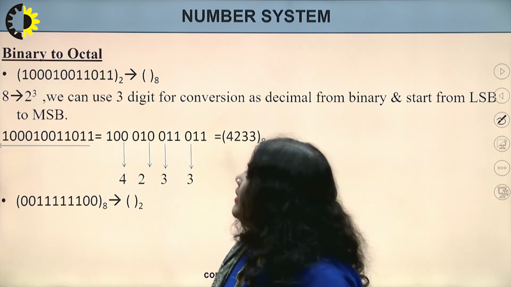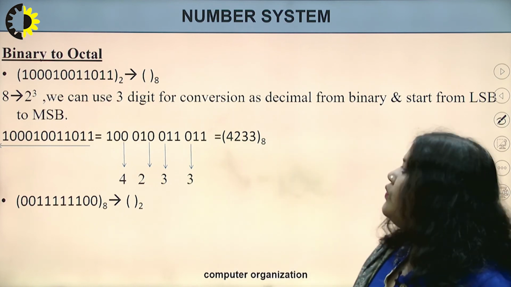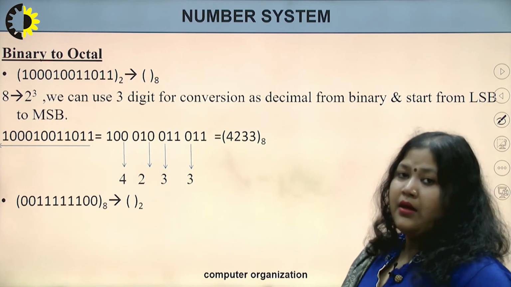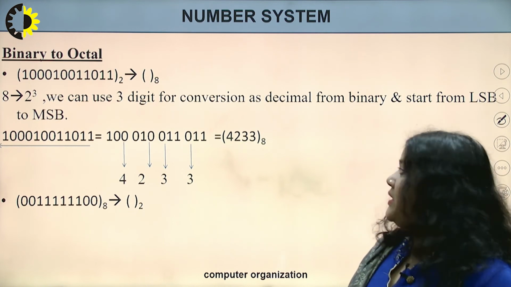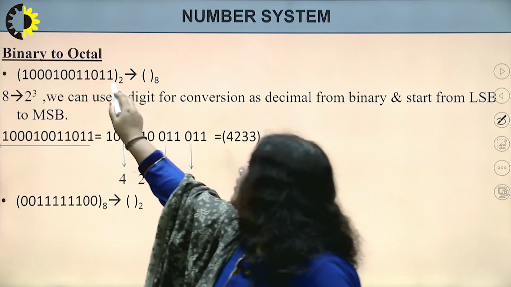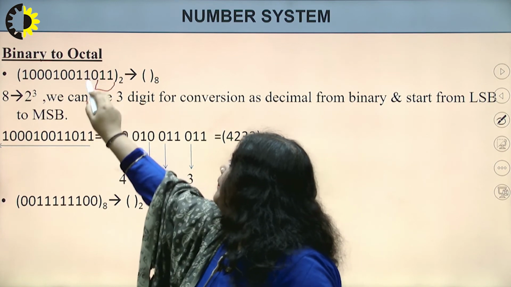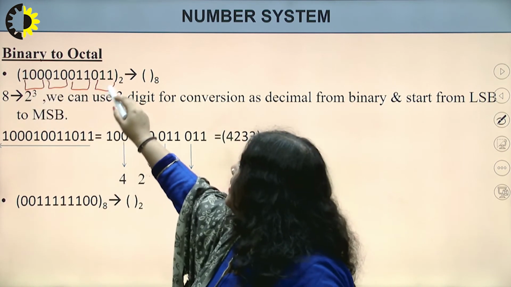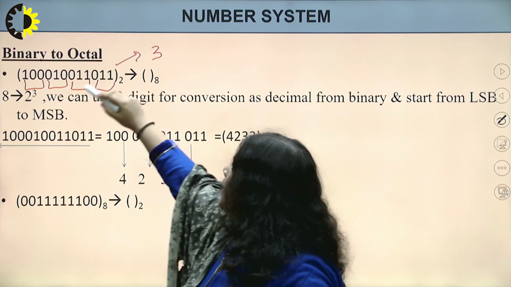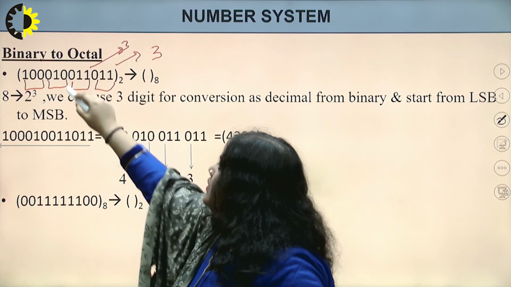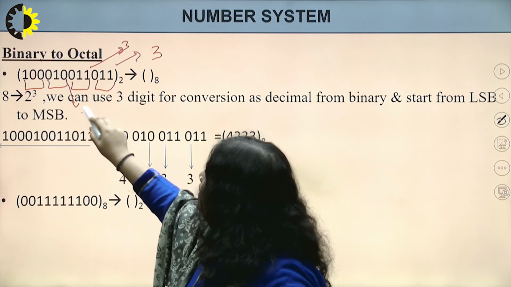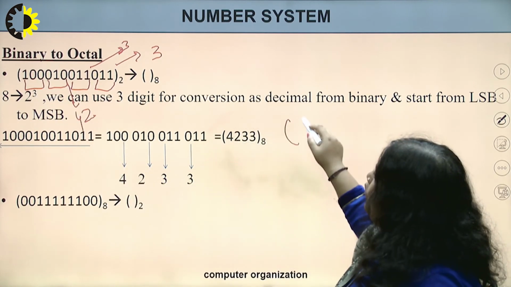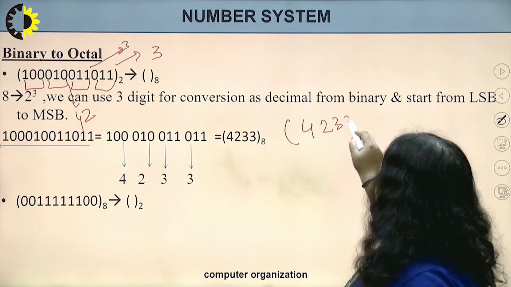So when the number is 1 0 0 0, 1 0 0 1 1 0 1 1, then we have to group it starting from LSB to MSB with 3 bits. This is a grouping of 3 bits, this is a grouping of 3 bits, this is a grouping of 3 bits. So the group 0, 1, 1 is basically 3, 0, 1, 1 is basically 3, 0, 1, 0 is 2 and 1, 0, 0 is 4. So the converted number is 4233 in base 8.